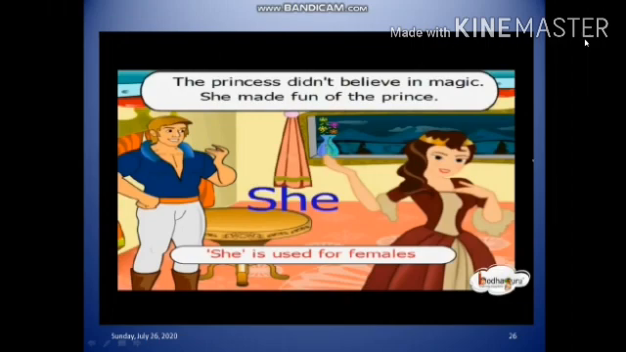The princess didn't believe in magic. She made fun of the prince. She is used instead of repeating the noun, princess. She is a pronoun. She is used for females. It means we can use she in place of the name of a girl or woman or any noun that refers to a female. For example, princess, queen, mother, sister, etc.